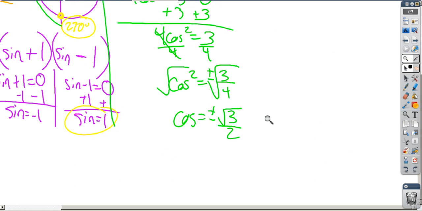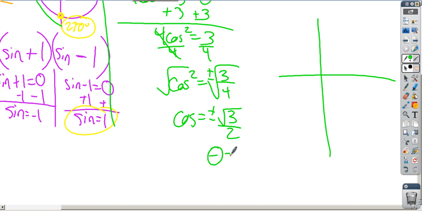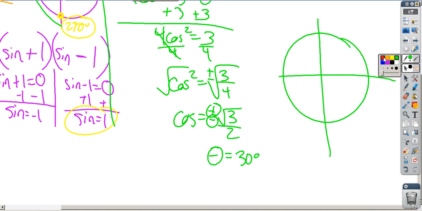Okay, so which angle has a cosine of root 3 over 2? And it turns out to be theta is equal to 30 degrees. That means, here's the thing, we need a plus and a minus root 3 over 2. So here's our unit circle. Where is cosine positive? Cosine is positive here and here. We also need this minus. Where is it negative? It's negative here and here. So we should have 4 solutions. 2 places where it's positive root 3 over 2, 2 places where it's negative root 3 over 2.